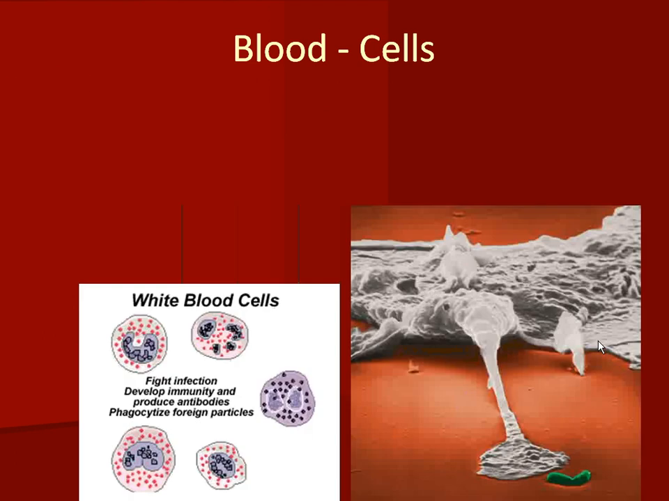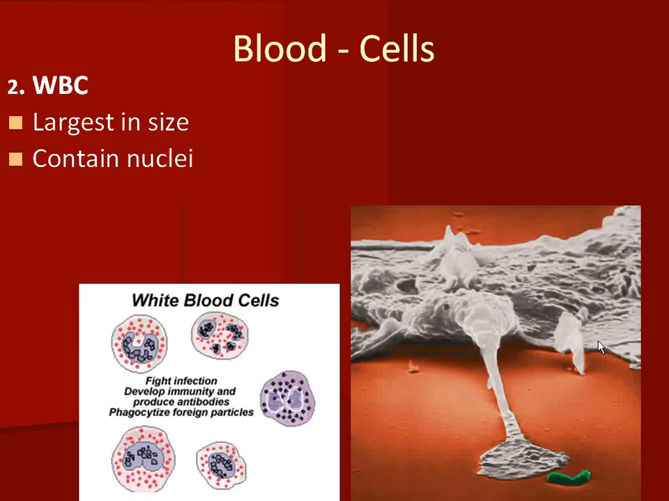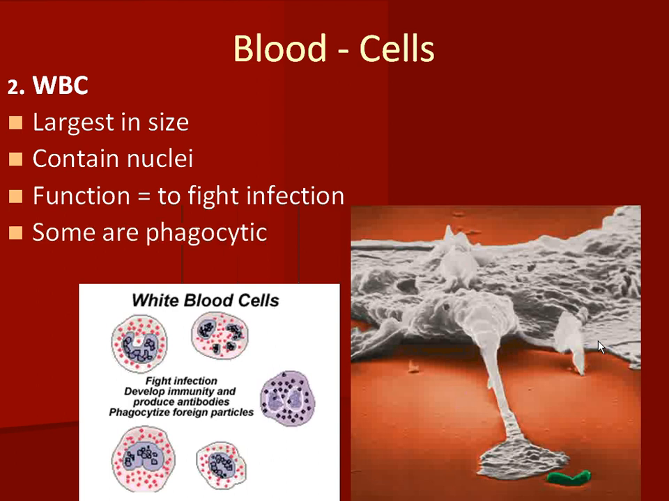White blood cells are involved in immune response, so they're really big. They do contain nuclei, so they're kind of alive, and they fight infection. So they're kind of like the guards roaming around in your lymphatic system and in your blood, looking for bacteria and viruses that aren't supposed to be there. And a lot of them are phagocytic, which means, like this one is showing, they actually will send out these little projections and engulf things that aren't supposed to be there.